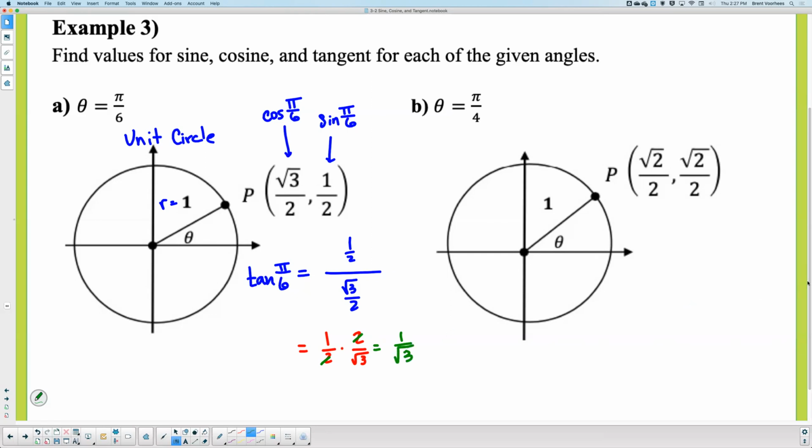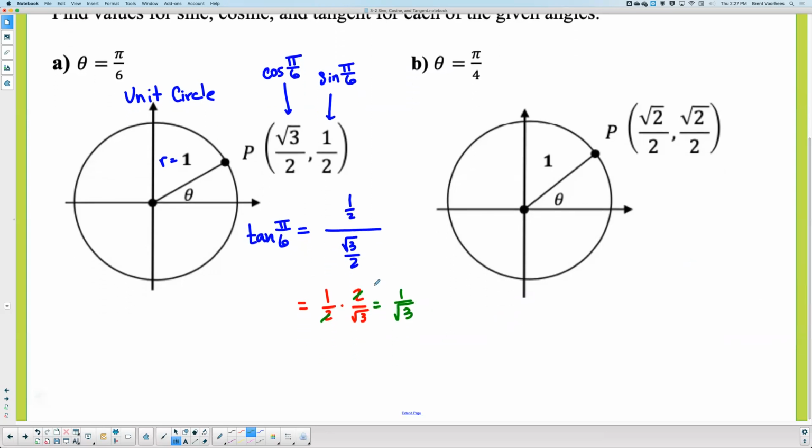square root 3. And what we're going to learn as the days go on is we'll never leave a square root in the denominator. So to get rid of that, here's what we do. Technically, the way to get rid of a square root in the denominator is you multiply top and bottom by that same square root.